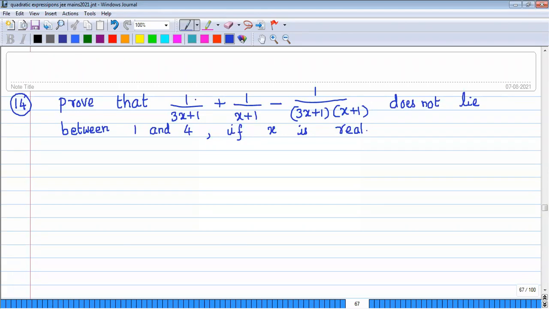So first of all, let us say this whole expression is y. First put it in rational function form, cross multiply. Since x is real, its discriminant must be greater than or equal to 0. Then we get a quadratic inequality in y, solve it. So we need to prove that y does not lie between 1 and 4. That's all.